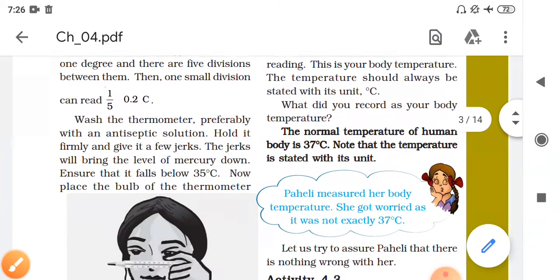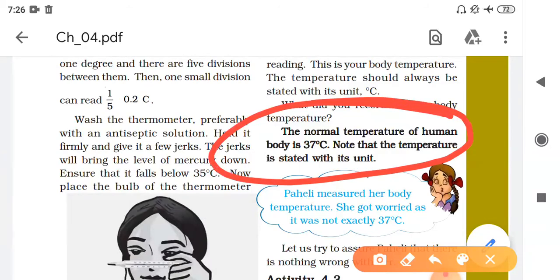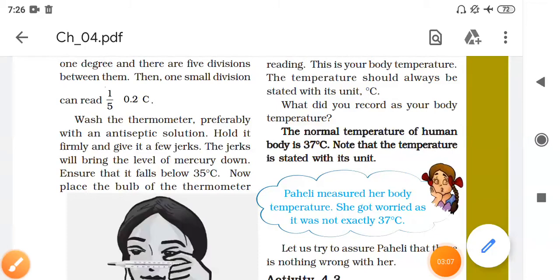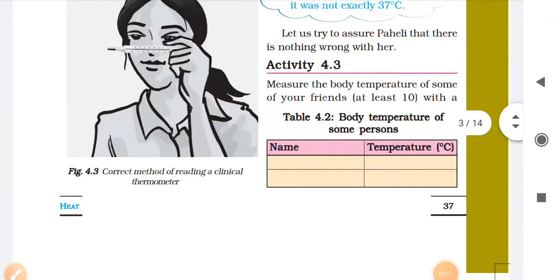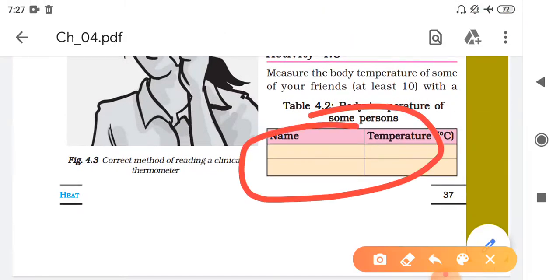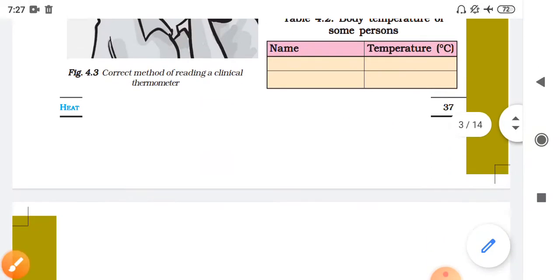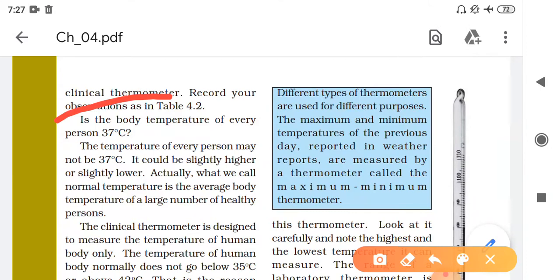This is just what I have discussed with you. And now you can see here the normal temperature of the human body is 37 degree. Note that temperature is stated with its unit. Now, students, with the thermometer, you can measure the temperature of different persons at your home, and you can mention here how different bodies have different temperatures. But keep in mind, the normal average healthy body temperature is 37 degree.